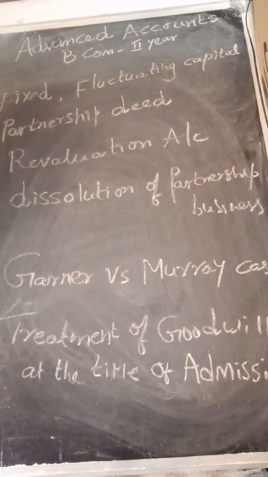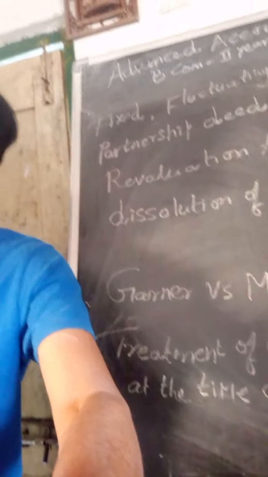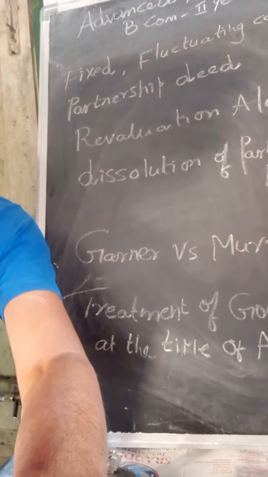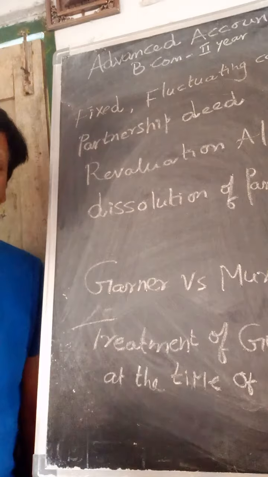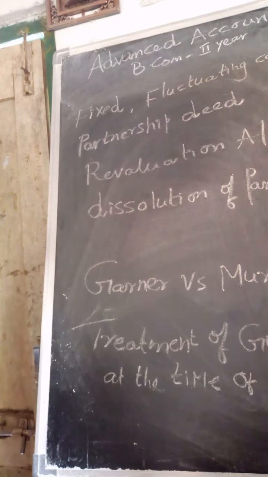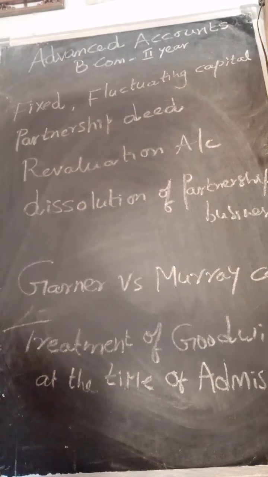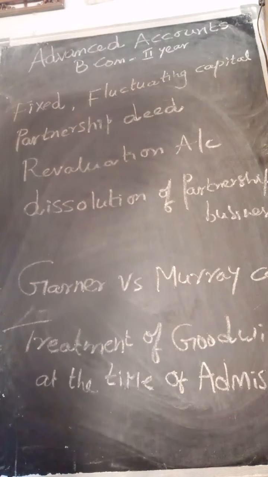In case the capitals are fixed, my dear students, we need to prepare partners' current accounts to make all the adjustments, my dear students, like profit sharing and interest on capital, drawings for adjustment. We need to make the partners' current accounts. In case of fluctuating capital, my dear students, you can make all adjustments in capital accounts. Means here, my dear students, partners' capital accounts may be fixed or fluctuating. This is a very, very important question you need to learn.